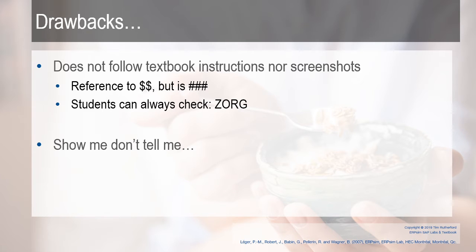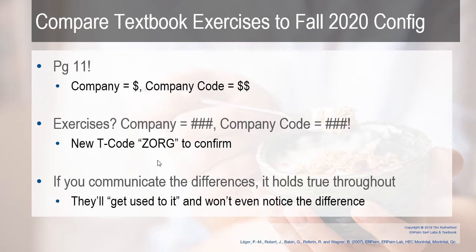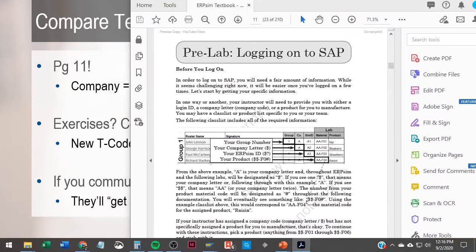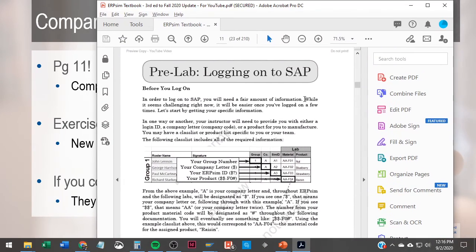And here I am showing you a PowerPoint. But at this point, I would jump in and actually show you what things are. So on page 11 of the textbook, there is a reference to how everything is set up. So this group, this is something that you assign. And then what I try to do is I have group 1 lined up with A, group 2 lined up with B. So here's your company letter.